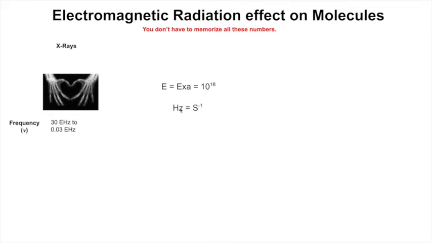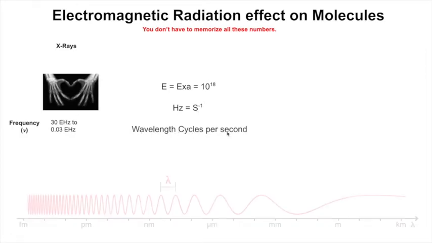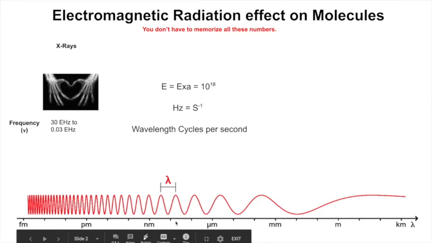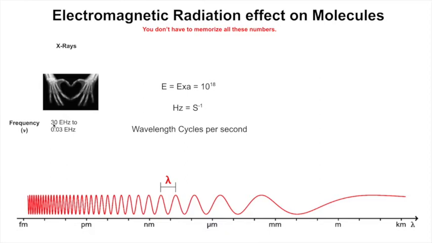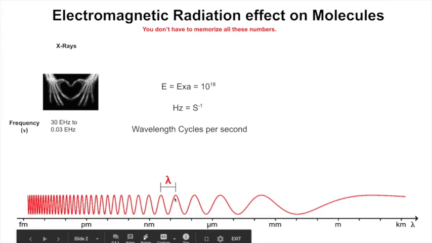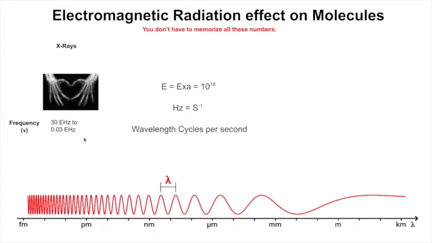And a hertz, remember, is a reciprocal second. What that's referring to is the wave cycles per second. If you were standing right here and this wave was going past you, and you could count the peaks as they pass you, you'd have to count really fast. You'd have to count 30 times 10 to the 18 peaks passing you per second if you were standing in that spot. So the X-rays are a very high frequency.